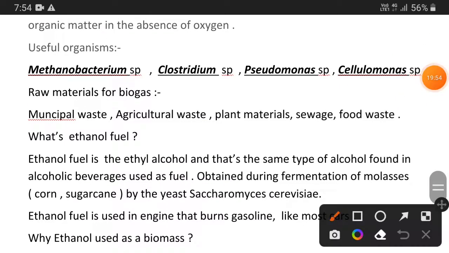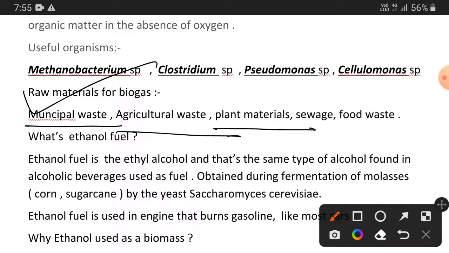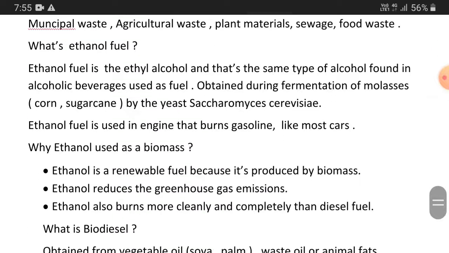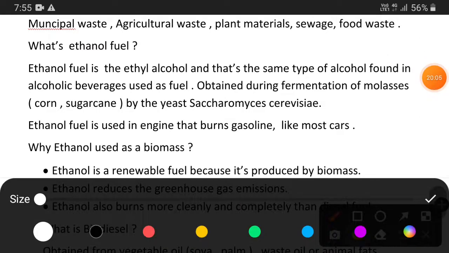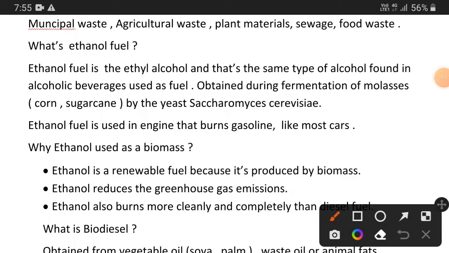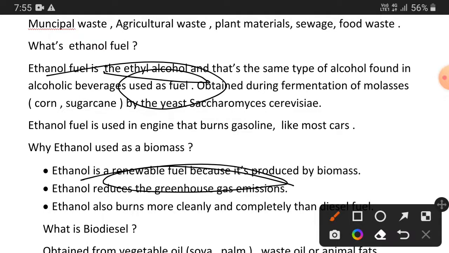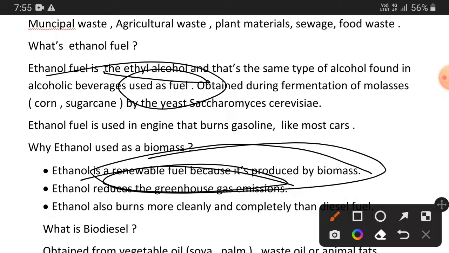Raw materials, I have discussed with you, will be nothing but the wastes: municipal waste, agricultural waste, plant materials, sewage, food waste. Now, what is ethanol fuel? Ethanol fuel is nothing but what we find in alcoholic beverages, that is ethyl alcohol. It can be used as fuel too, because it burns more cleanly even than biodiesel. It reduces greenhouse emissions, and it is also a renewable fuel because it is produced from biomass.